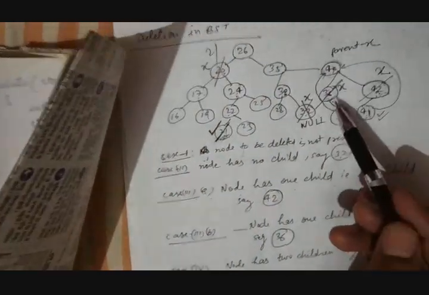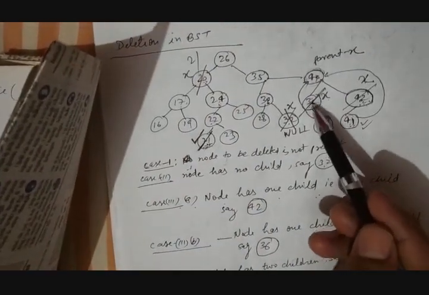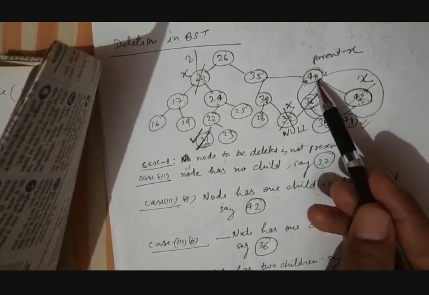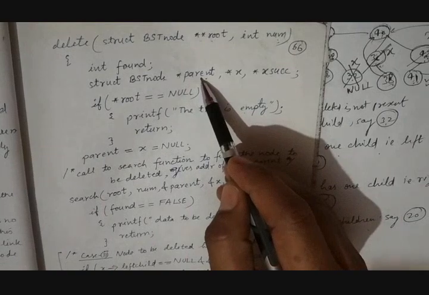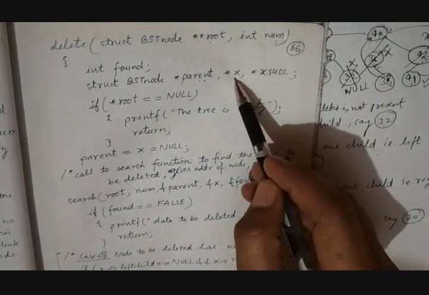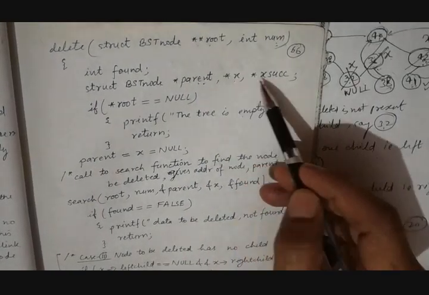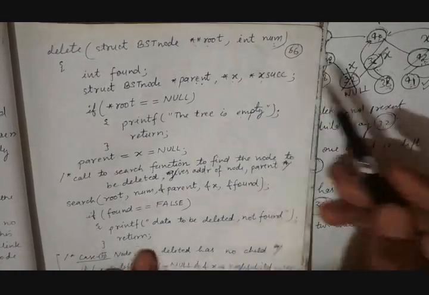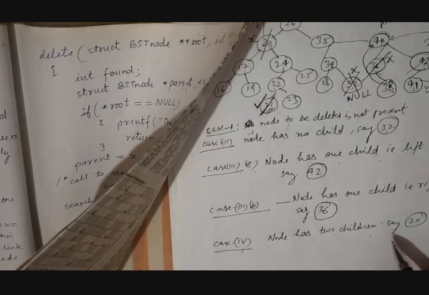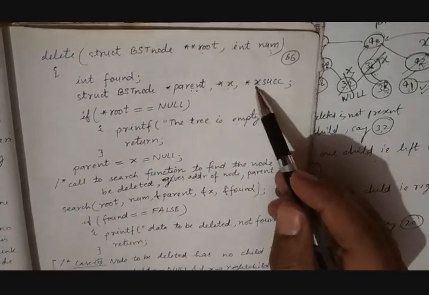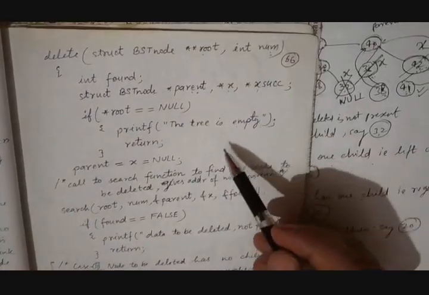Just see here, for any example, if you want to delete any node X, we want to know the status of the parent of X also. That is why we have taken a pointer variable for the parent also over here. Pointer X is the node we want to delete, and pointer X successor, for what? For the last case we just discussed, we want to find out the immediate successor. That is why we have taken a variable X successor over here.